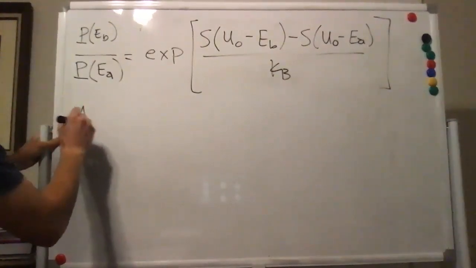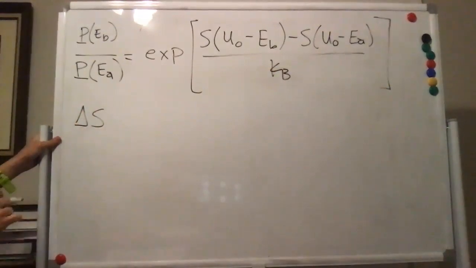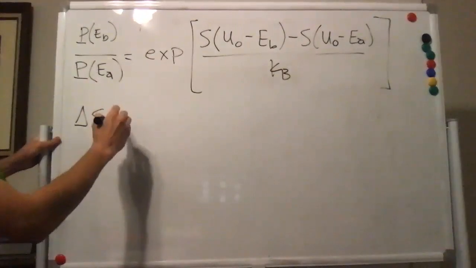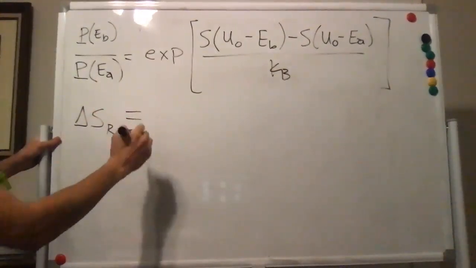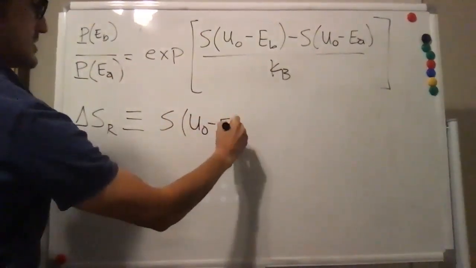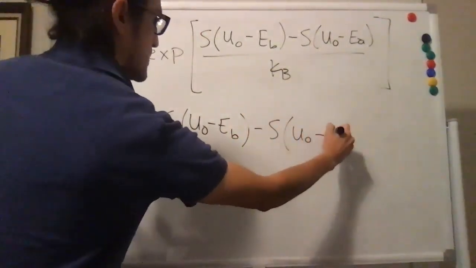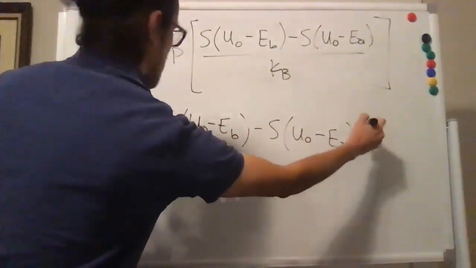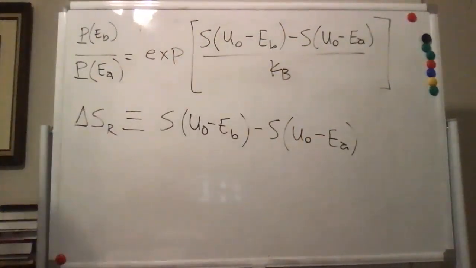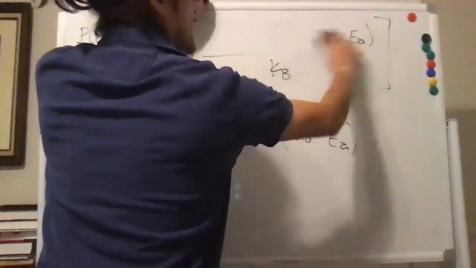So if we define delta S of the reservoir, the entropy of the reservoir, as this difference, then we can just simplify this one here.